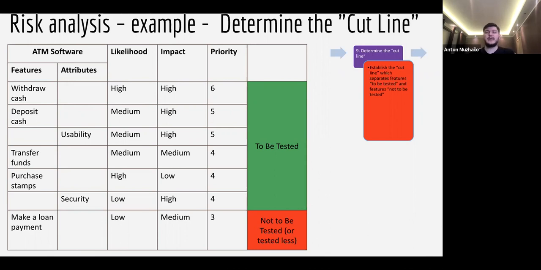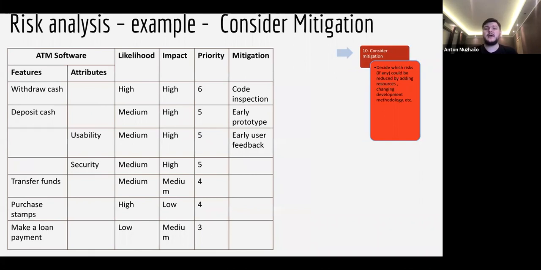This is very important because we cannot test everything. We know it. And we also know our schedule and resources. So we know where this cut line is. And once we have this, we have also developed the mitigation way on how we deal with all these risks. For example, for the withdraw cache, after the meeting, we decided to provide code inspection. Code inspection will help to remove the underlying defects that might be in the code right now. For the deposit cache, we would like to do early prototyping to remove the associated risk. And for the usability, we would like to have early user feedback that will help us know if the usability is good and on which level. Let's say on a 10-point scale, like it's 5 or 7 or even 9.